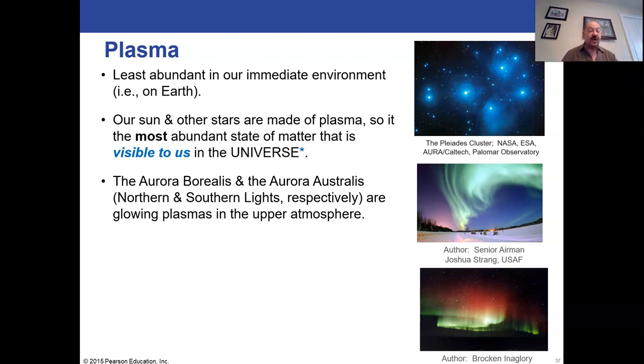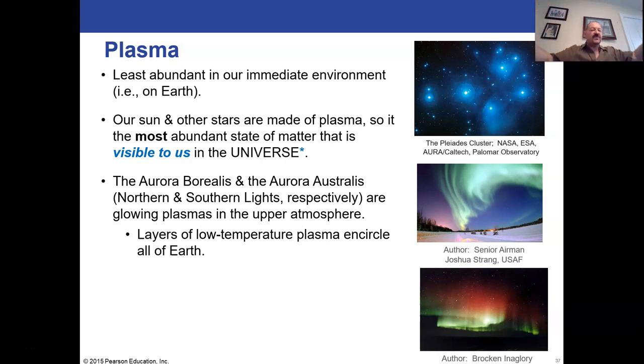And these are due to glowing plasmas in our upper atmosphere. Layers of low temperature plasma are circling the Earth, distant from the Earth, in what we call the Van Allen belts. These are areas where, due to the magnetic field of Earth, charges have come to Earth from our sun, from what we call the solar wind of charged particles, and they've been captured by our magnetic field into these bands around us. And then some of it's been directed into the north and south poles of the Earth.